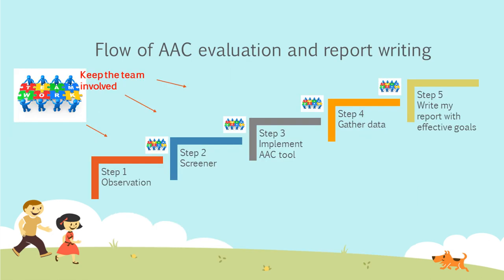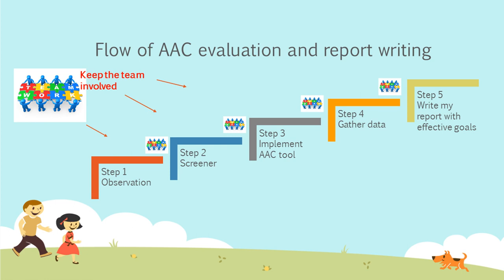All right, so you want to make sure that the flow of your evaluation and report writing is that you've done some observation first. You've done a screener, whether that is the AAC evaluation genie from the HUMP software or some other type of screener. Whatever screener you're using, you need to think about it as the end result of me screening the child will result in me choosing some tools to implement. Step 3, that you're implementing a tool and you're gathering data in step 4.